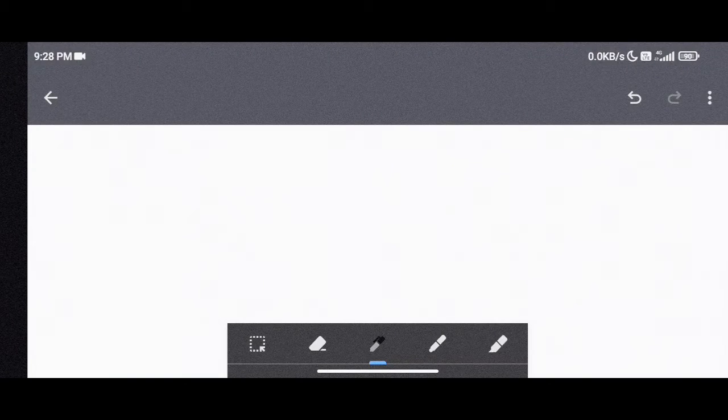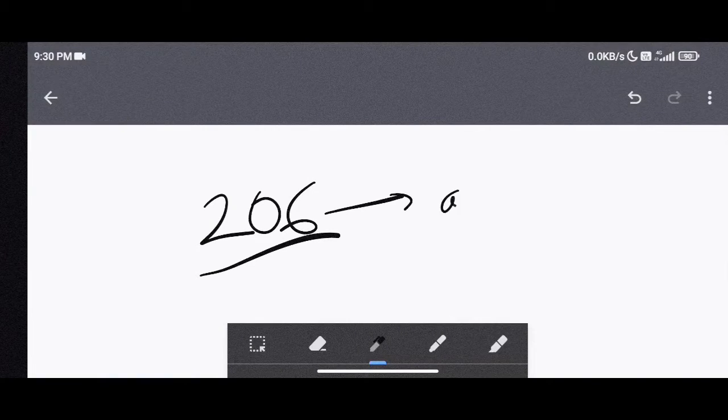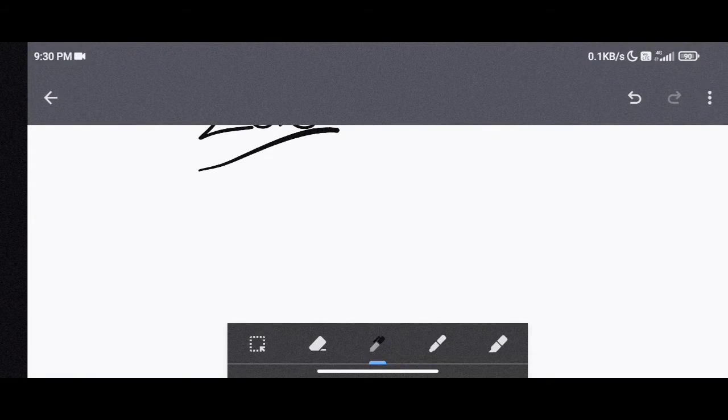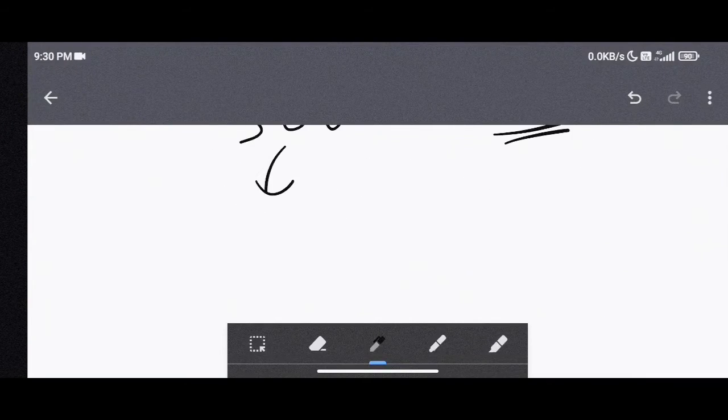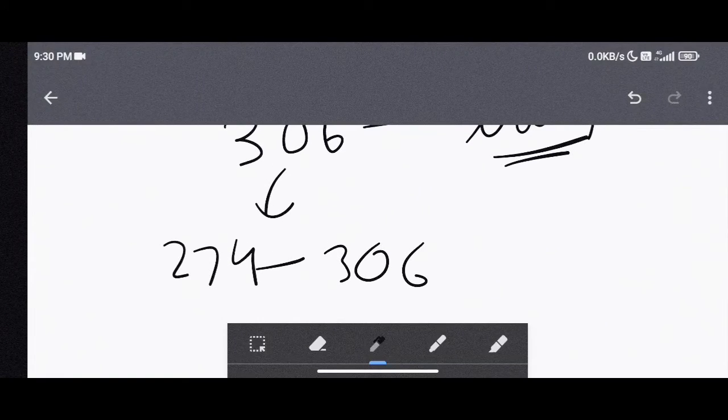Let's start from some basic things. We already know that there are 206 bones in the adult, and there are about 306 bones in a newborn baby. It can vary from about 274 to 306.